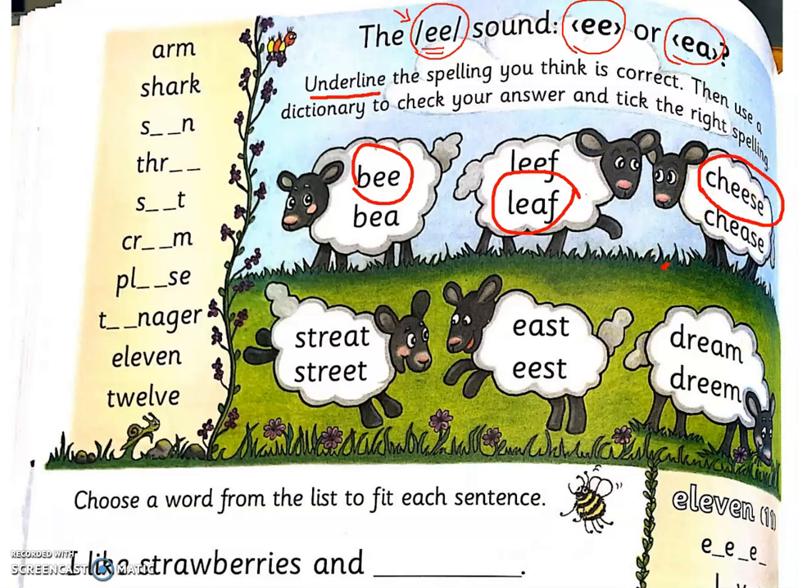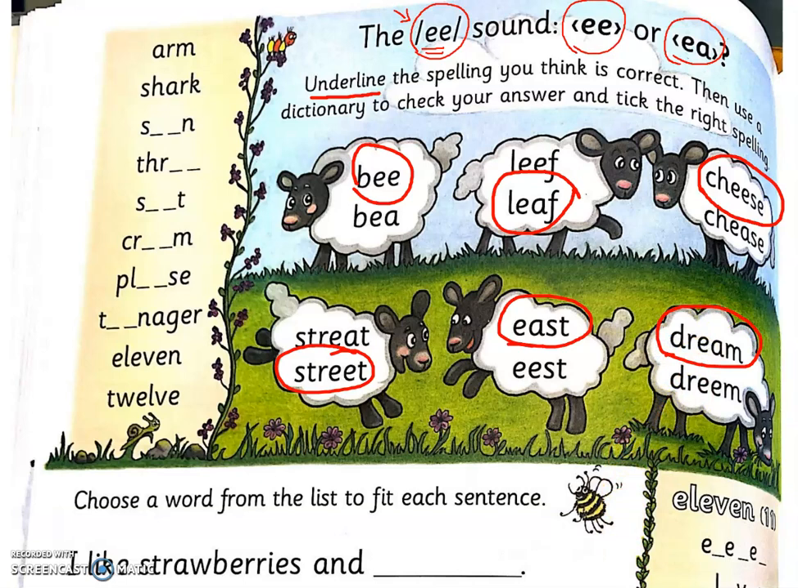The next one, oops, sorry about that, is the word street. One or two? Good. Two. East, north, south, south, east, and west. One or two? Good. Number one. And dream. One or two? I had a dream. Well done. One. Good job.